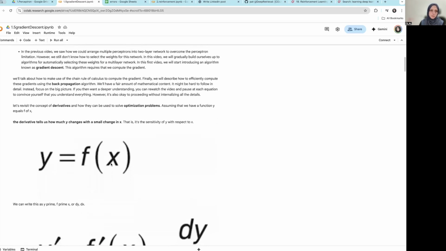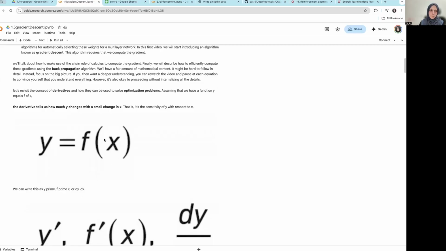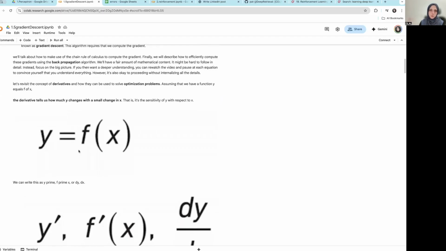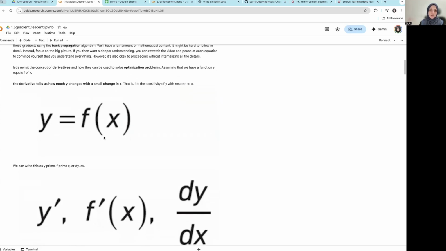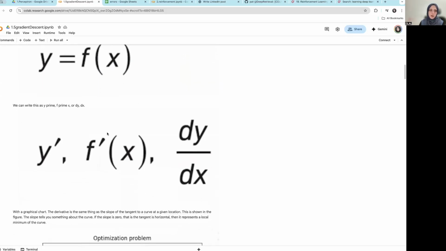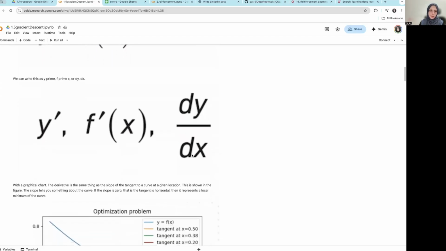Let's revisit the concept of derivatives. In Arabic, we call it al-ishtiqaq, and how they can be used to solve optimization problems. Assume we have a function y equals f of x. The derivative tells us how much y changes with a small change in x. That is, it's the sensitivity of y with respect to x. We can write this as y prime, f prime of x, or dy/dx.